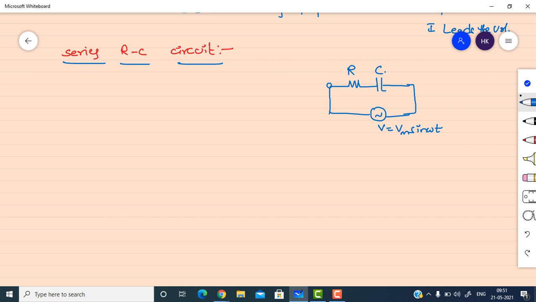So let us assume the voltage drop across the resistor is VR and voltage drop across capacitor is VC. Current passing through this circuit is I. So this is the series circuit. Series circuit means the current passing through all the elements must be same. While checking whether it is series connection or parallel connection, check the current. If the same current is flowing, then those two are in series.